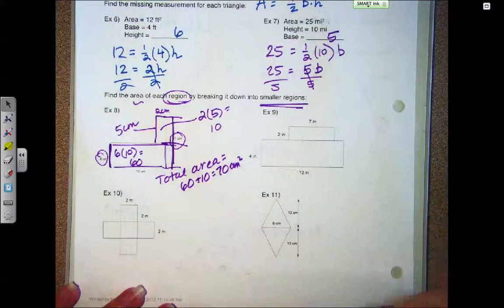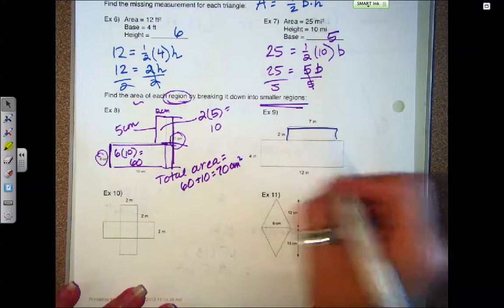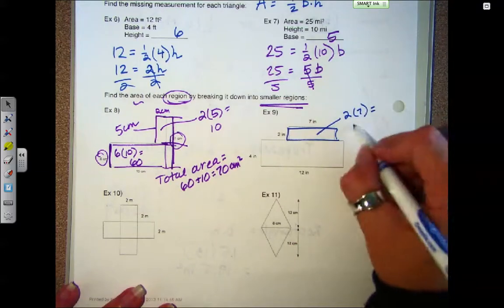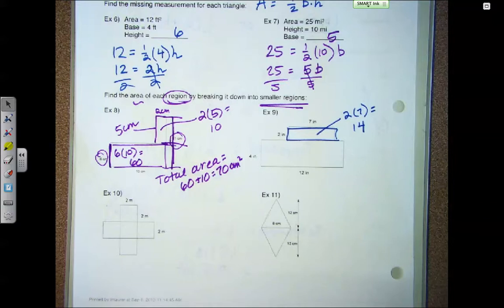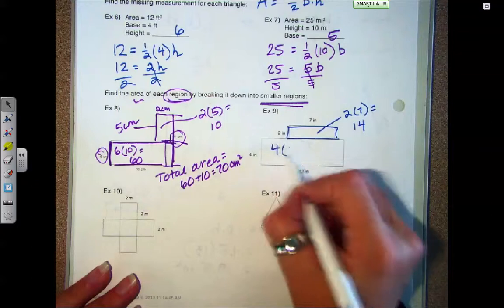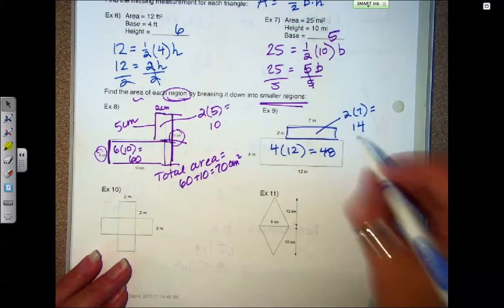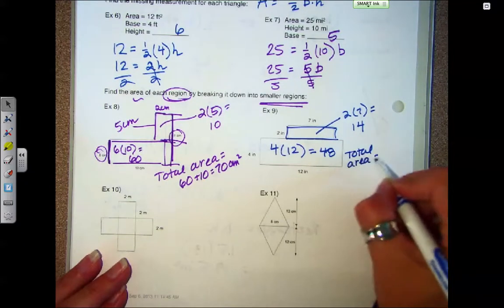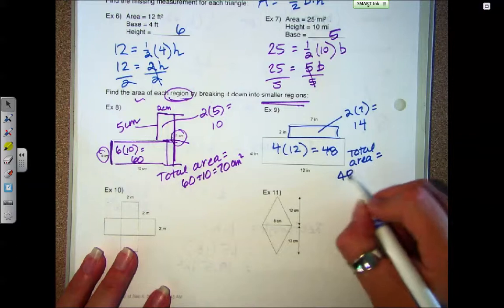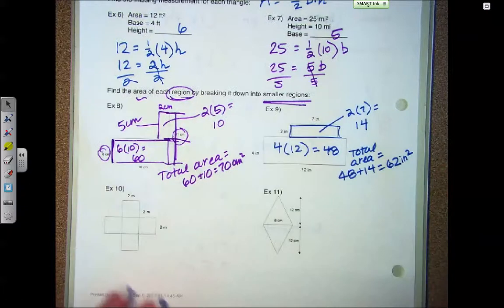Example 9. What shapes do I have? Rectangles. Smaller rectangle has dimensions what? 2 by 7, which is 14. Larger rectangle has dimensions what? 4 and 12. Which gives us an area of 48. Now what do I do? So my total area is equal to, what am I adding? 48 and 14. 48 plus 14, which gives us 62. Units? Inches squared. Nice.